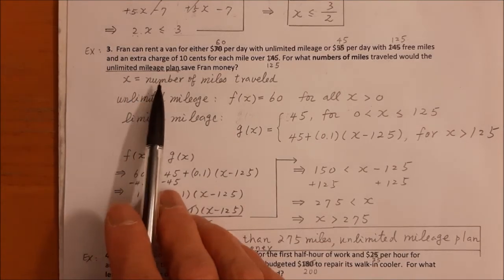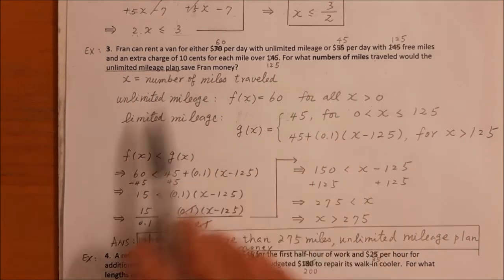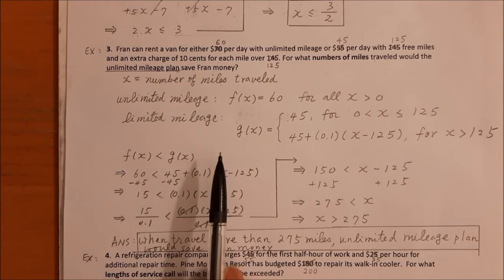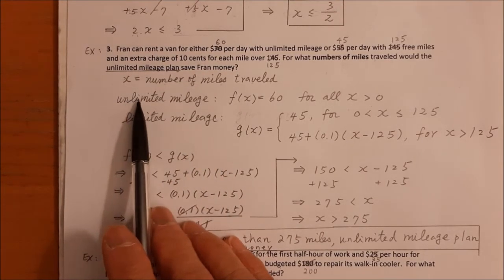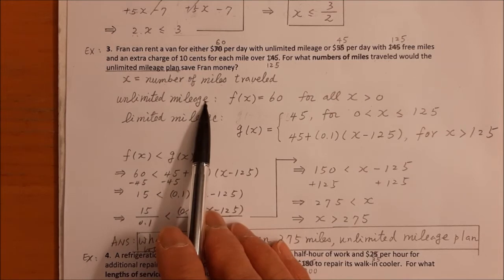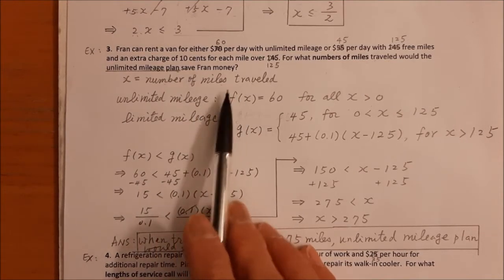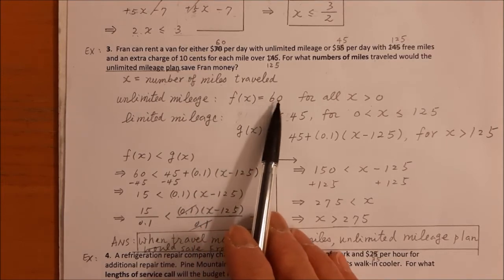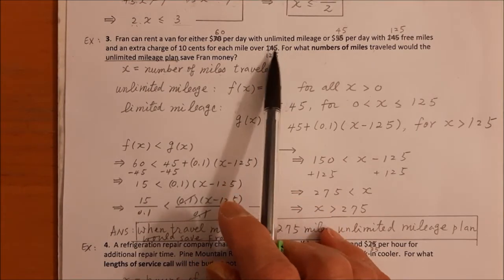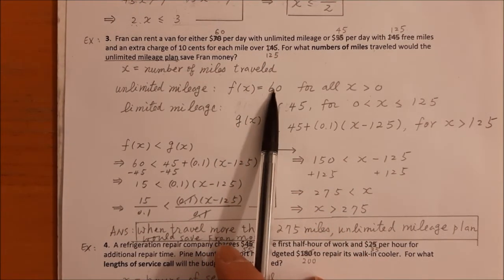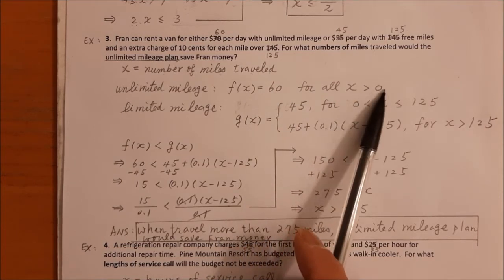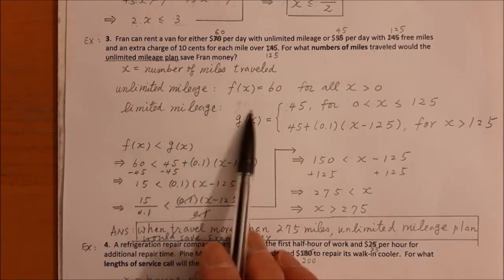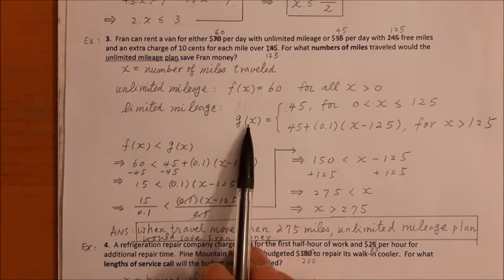The question asks what number of miles traveled, so we let x equal the number of miles traveled. The unlimited mileage plan is the function f of x. No matter how many miles, it's always $60. So the function is f of x equals $60 for all x greater than 0.